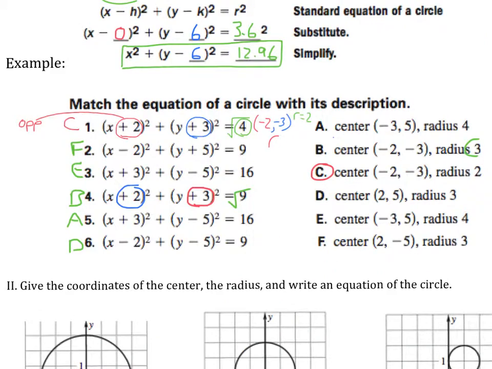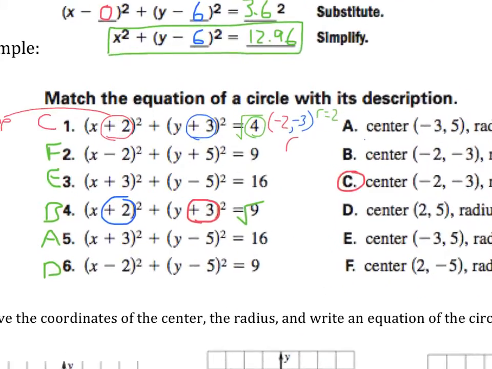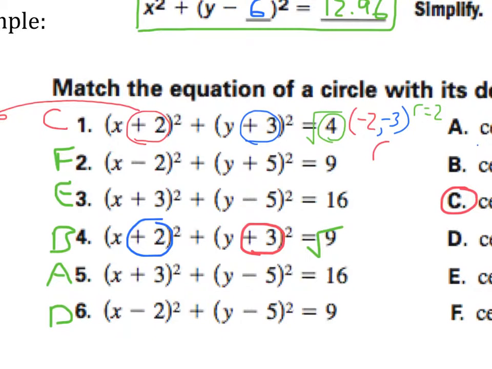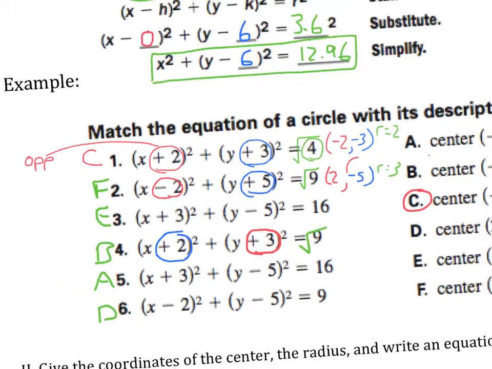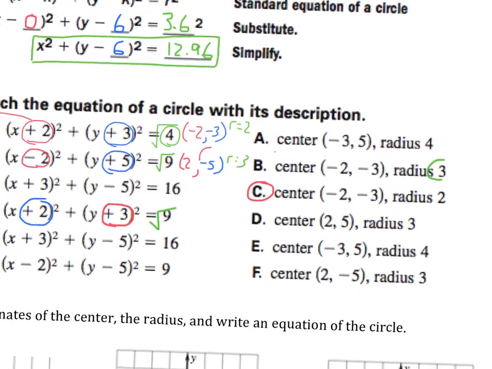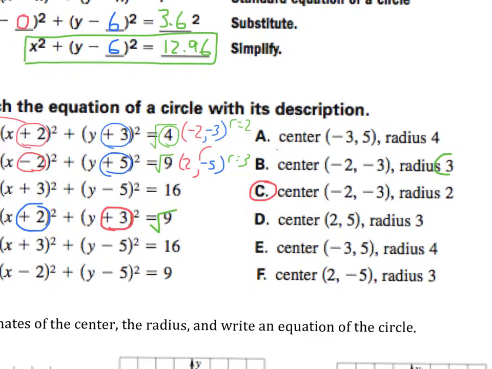So let's look at the second one here. Well, again, take the opposite of what you see here, so that's a 2 for the x value of the center. This is a negative 5. And finally, my radius here is 3. So all I have to do is match that one up. 2, negative 5, and 3. So clearly F is going to be there.